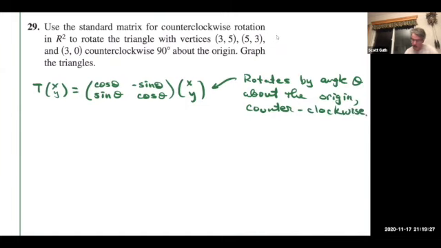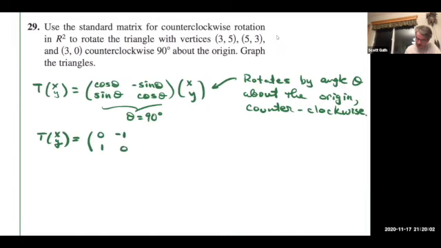Now they've given us a little triangle. They just want us to rotate this. This would be super easy. Here, we've got to do 90 degrees, so our theta is 90 degrees. And we'll just show the work on this. So cosine of 90 will be 0. Negative sine 90 will be negative 1. Sine 90 is 1. Cos 90 is 0. So there's your matrix, and that's a rotation matrix.